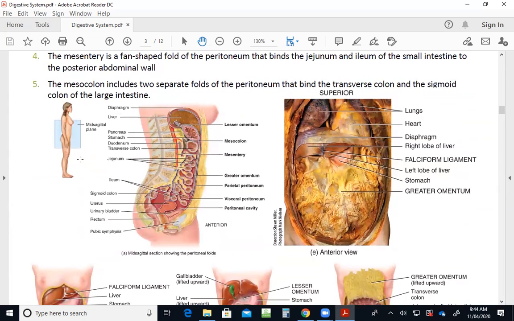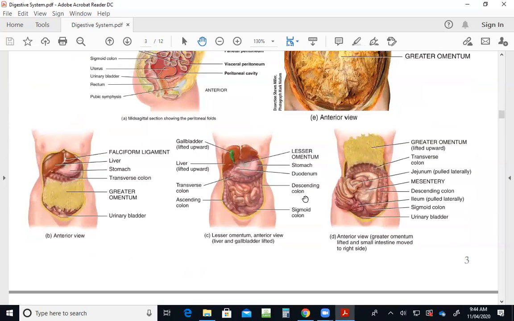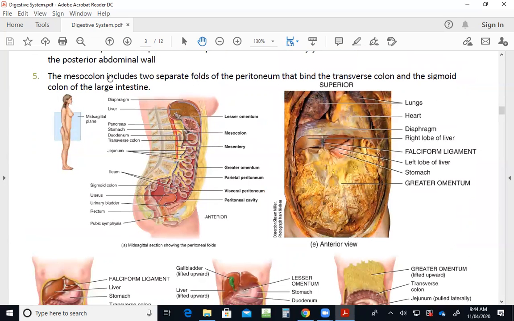As I said on the previous page, I could tell that was the small intestine because the thing labeled was a mesentery, a fan-shaped fold of peritoneum binding the jejunum and the ileum, the second and third parts of the small intestine, to the posterior abdominal wall. With the small intestines kind of pulled out of the tummy, you can see the membrane known as the mesentery. There's also a mesocolon. Anytime you see the word colon, it's a direct indicator that we're talking about the large intestine. This is 2 separate folds of the peritoneum binding the transverse colon and the sigmoid colon of our large intestine.